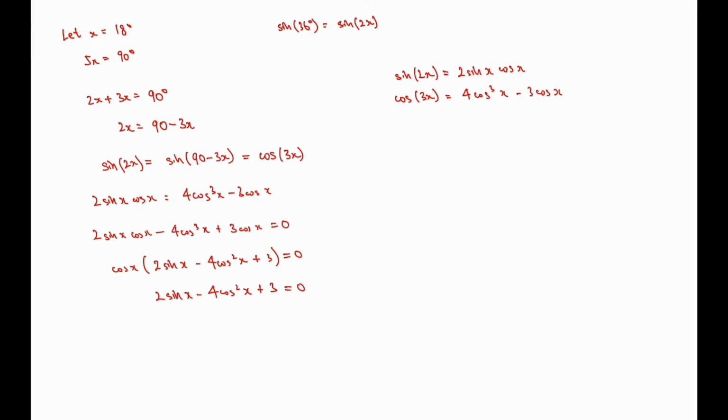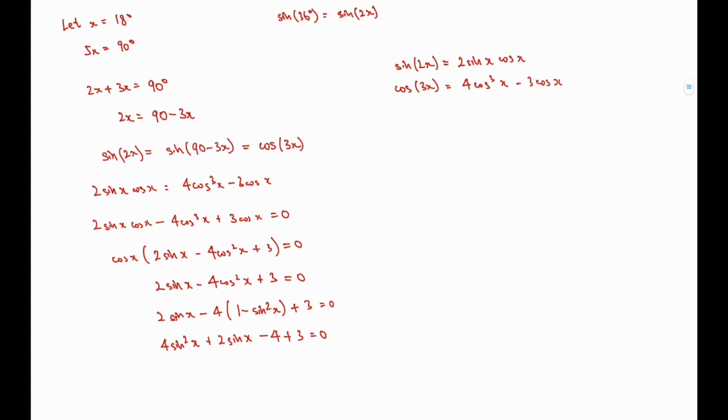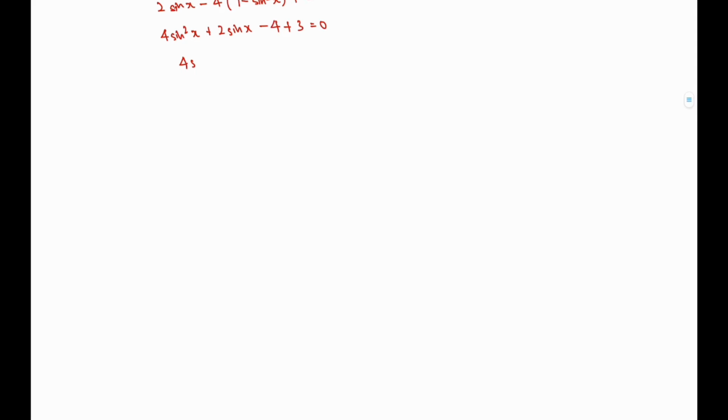I'm now going to rewrite cos squared of x using the Pythagorean identity. So 2 sine of x minus 4 times 1 minus sine squared of x plus 3 is equal to 0. Expanding, I'm going to get 4 sine squared of x plus 2 sine x minus 4 plus 3 is equal to 0, which I can simplify to 4 sine squared x plus 2 sine x minus 1 is equal to 0.